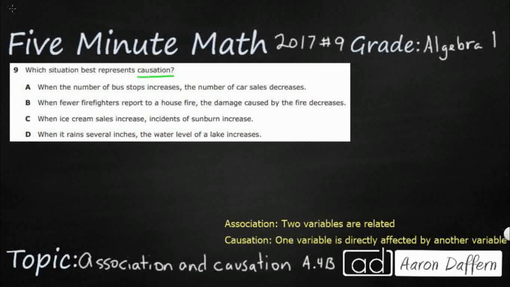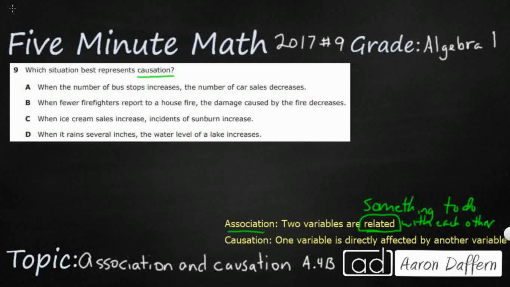When two variables are associated, that means they're simply related. They have something to do with each other, but it's not as strong as a causation. A causation is when one variable directly affects another. So we might say a tornado causes a house to be destroyed. That would be causation.